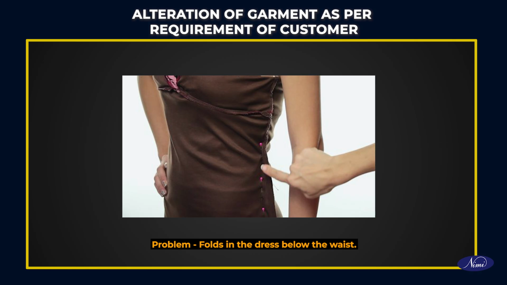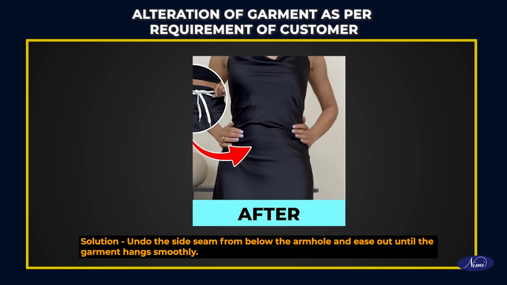Problem: folds in the dress below the waist. Solution: undo the side seam from below the armhole and ease out until the garment hangs smoothly.